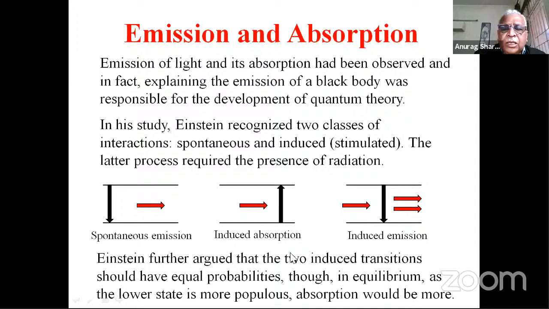Einstein further argued that the two induced transitions, that means induced absorption and induced emission, should have equal probabilities. In fact, induced emission was sometimes called negative absorption also, just so as not to use the word emission and be confused with spontaneous emission. Though in equilibrium, as the lower state is more populous, absorption would be more.